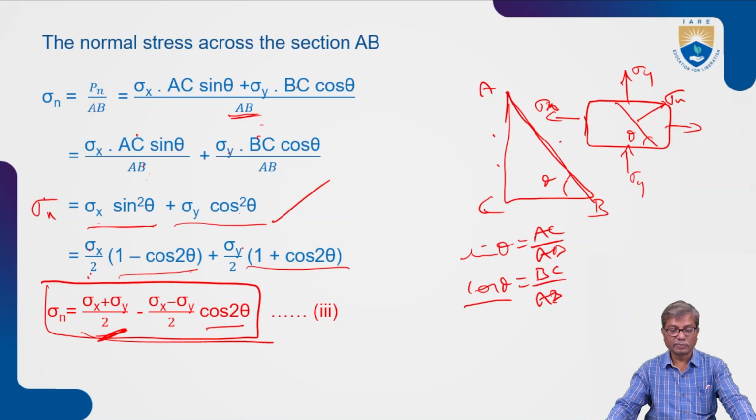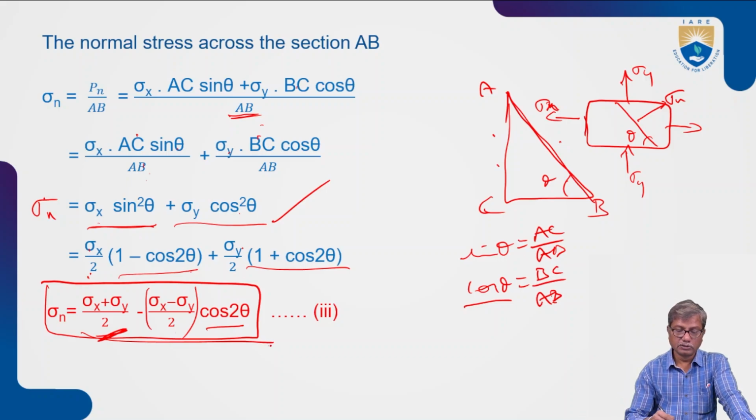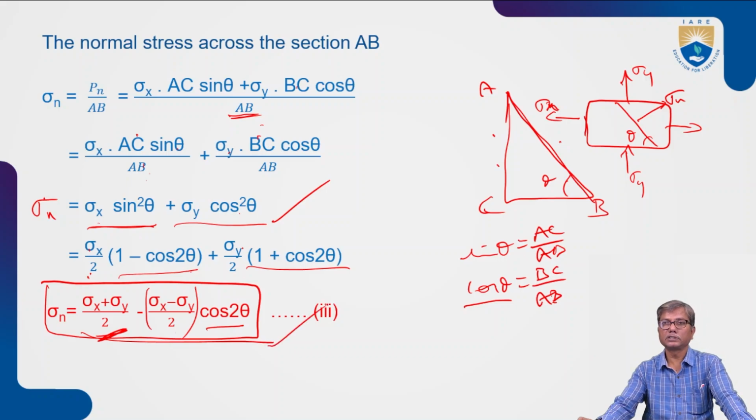Okay, minus of sigma x minus sigma y by 2 into cos 2 theta. So this is the normal stress on the inclined plane. Okay, normal stress acting on the oblique plane, making an angle theta with x direction.